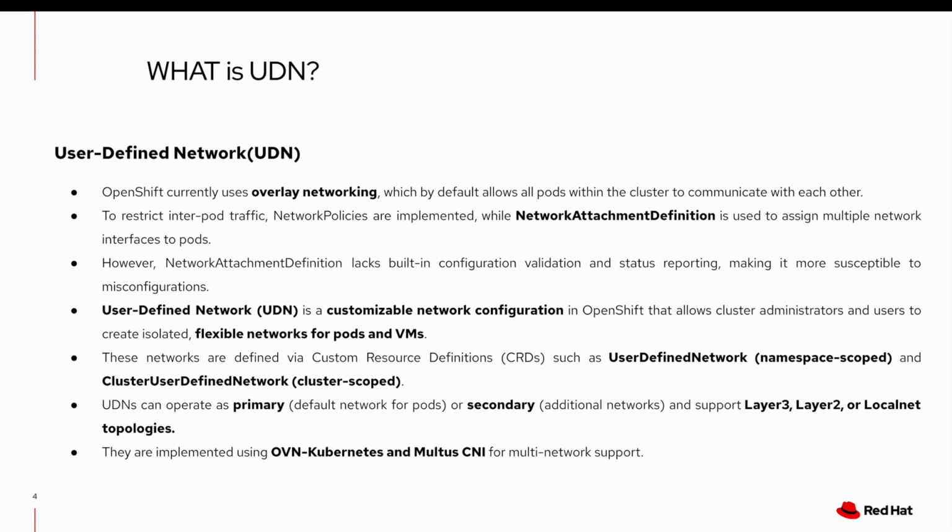So to manage all these, we have introduced UDN, the user-defined network. It is a customizable network configuration. It provides default isolation to tenants or namespaces. UDN can be namespace scope and cluster scope, specifically made for the cluster admins. Primary UDN is for the default network of a pod, and secondary UDN is for an additional network on a pod. It can operate at layer 2, layer 3, and localnet, which is basically a provider network.